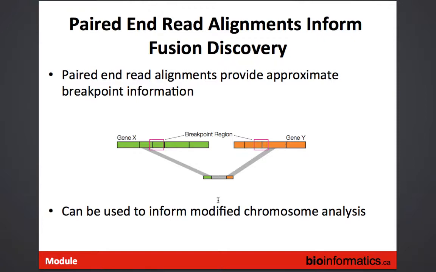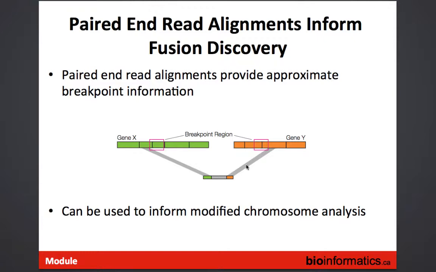And the way we do that often is by using paired end read information. So if we see a read that maps with one end to one gene and the other end to another gene, then we can say maybe there's a fusion between these two genes. And there's basically two ways of doing this.